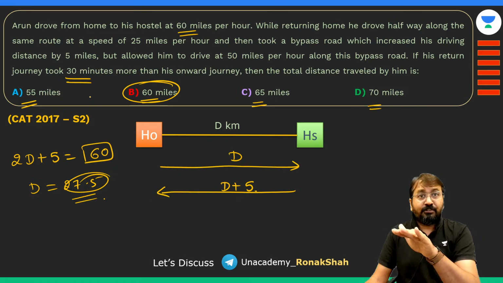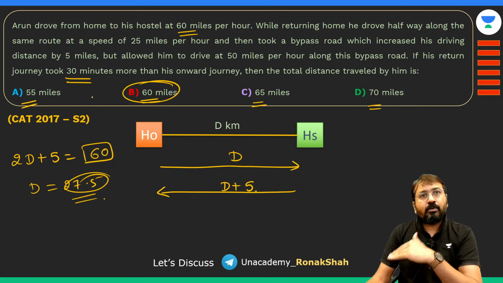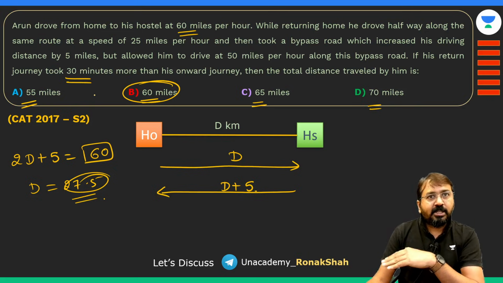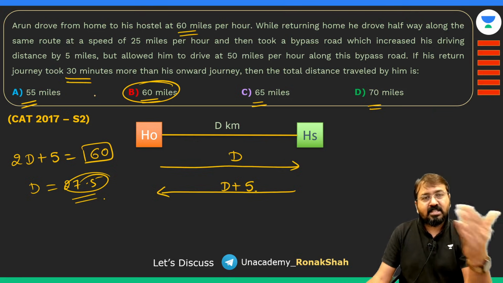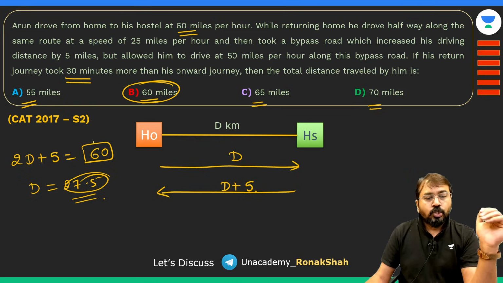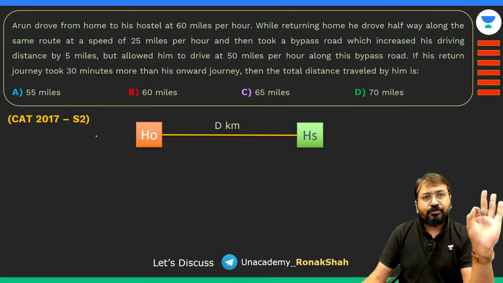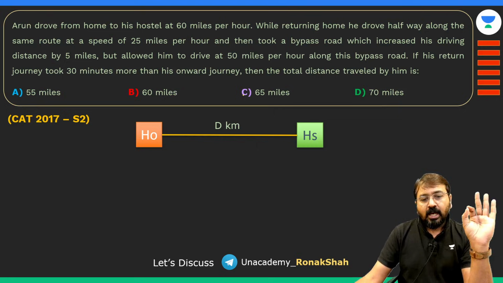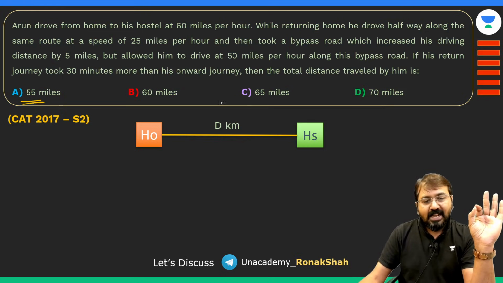So previously, if he say traveled in 40 minutes, then now he should have taken 70 minutes, or previously if he traveled at 60 minutes, now he should have taken 90 minutes, and so on and so forth. So what I'll do is I'll just try to figure out the options. Okay. So I'll go ahead with the options which are ending with 5.